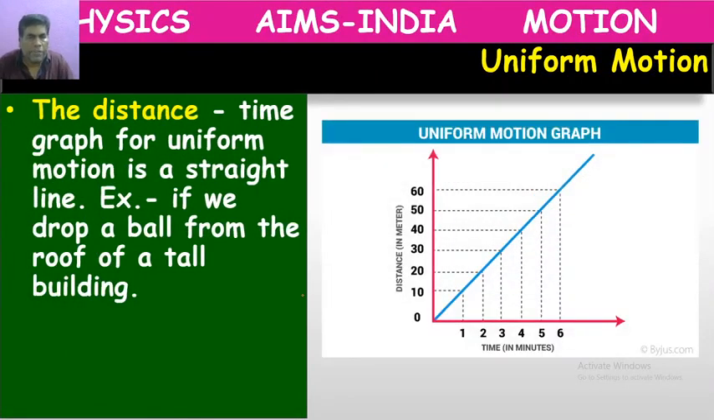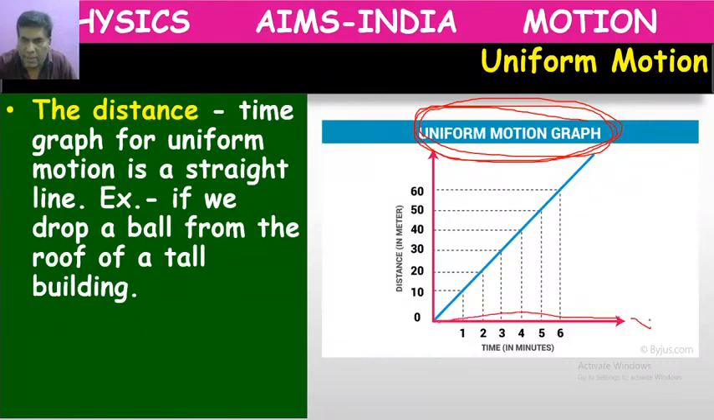So if you observe the graph on the right side of the slide, what is this graph actually? This is a uniform motion graph. Here, this is the x-axis, this is the y-axis, this is the origin, O. On the x-axis, we have taken time in minutes. On the y-axis, we have taken distance in meters.